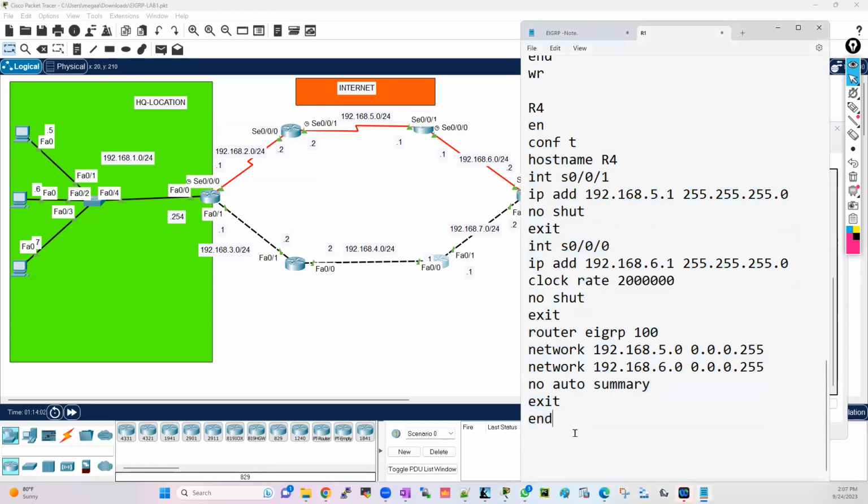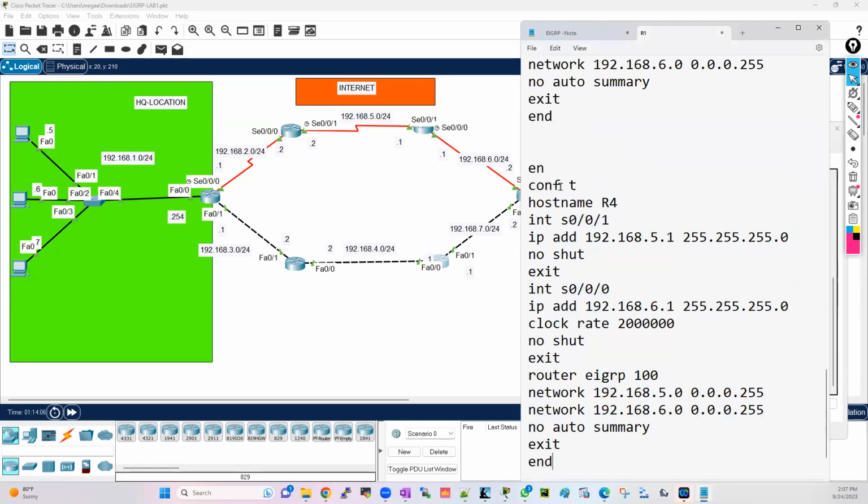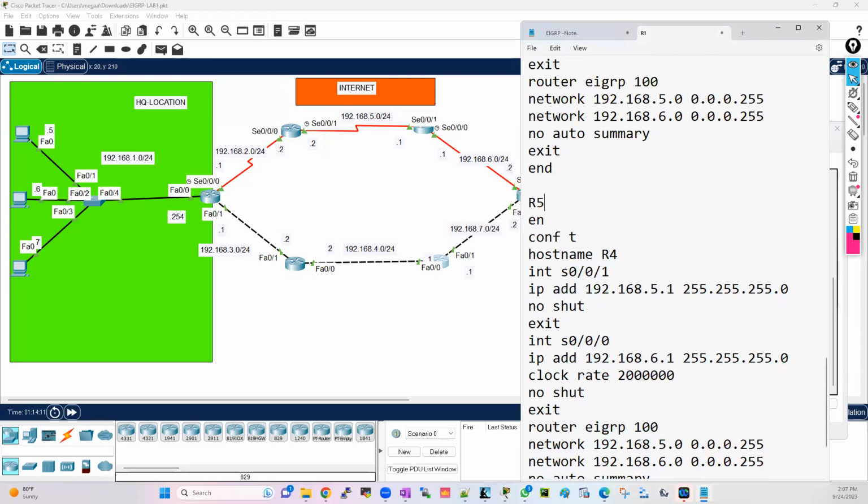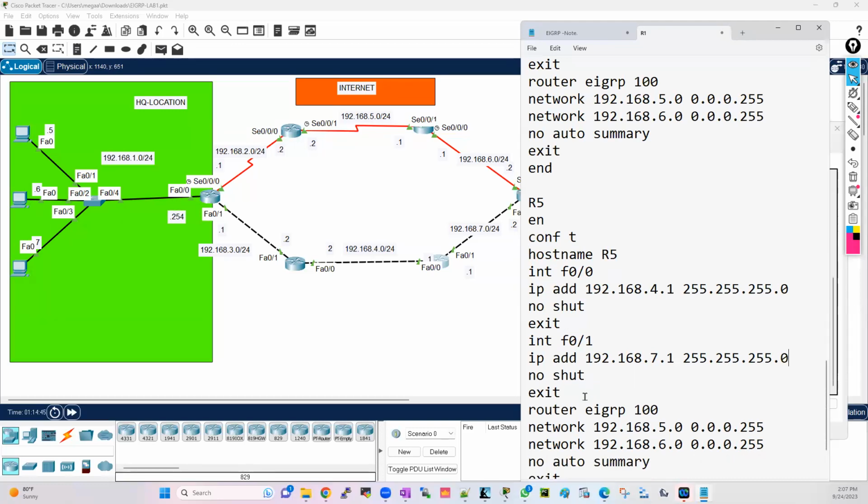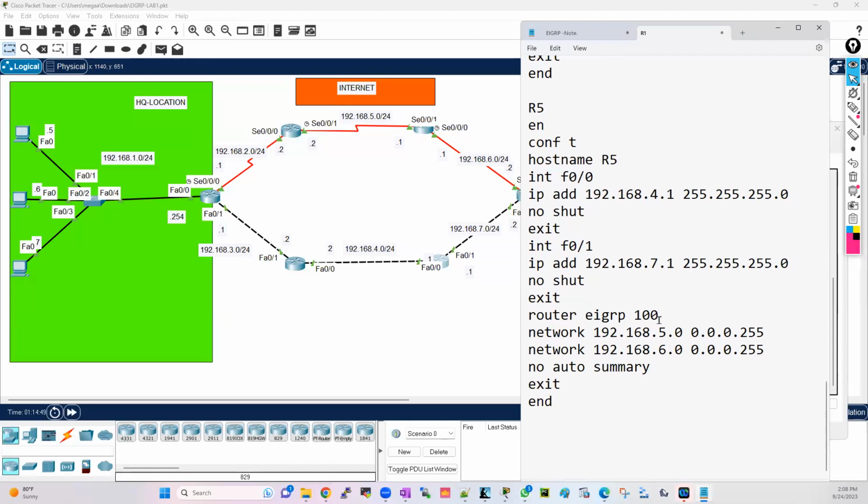Okay, let's go to our command. Router 5. So now our router 5 has FastEthernet 0/0. The IP address is .4.1. And then the other interface is F0/1, and the IP is .7.1. There's nothing like clock rate. No shut. And then router EIGRP, our AS is 100. So which networks are we advertising? .4 and .7. No auto-summary and exit.